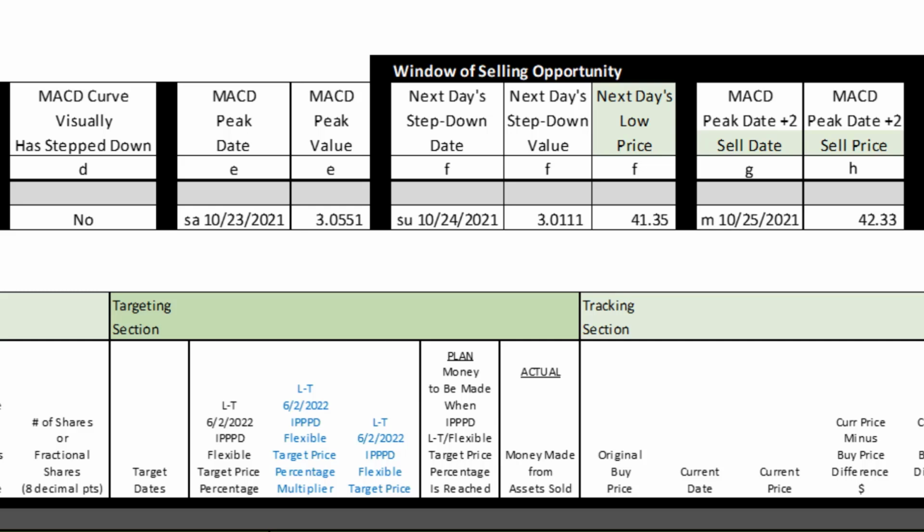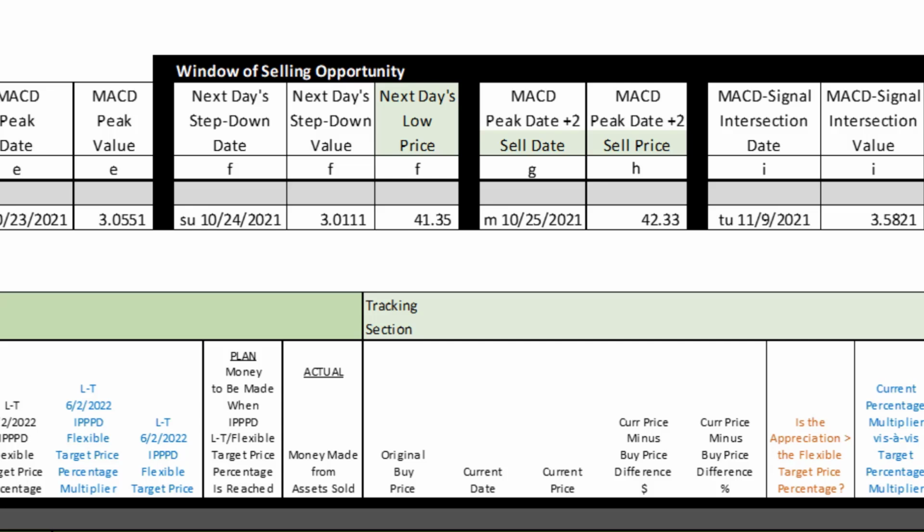H. $42.33 is being used as the sell price because Polkadot opened higher and better than the prior day's low. Limit order in action. Next, we have I, the date when the MACD line and its signal line intersect, Tuesday, November 9th, and the value at that crossing, 3.5821, are entered.